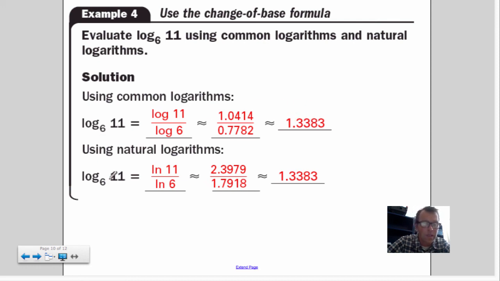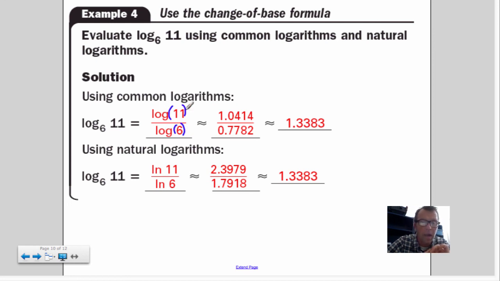1.3383. Oh, that's the same problem, sorry. So again, I just went over that on the last slide. I didn't realize, forgot they were doing this as well, but they change bases. Log of 11 over log of 6. And again, the parentheses would help, right? Log of 11 divided by log of 6.